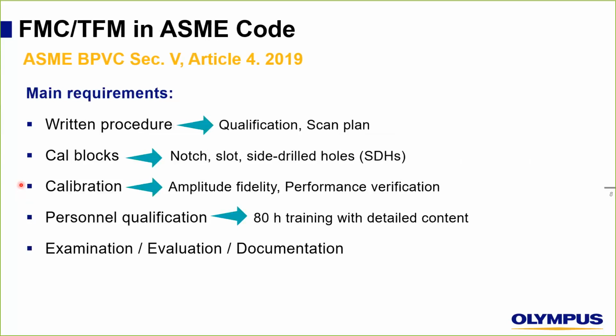So a written procedure, of course, that talks about qualification and scan plan; the cal blocks, and this is actually different from the cal blocks of phased array. So we have a notch, a slot, this is the new stuff, and side drilled holes; calibration that talks about amplitude fidelity, this is new as well; performance verification, this is also different from phased array. Personnel qualification: the ASME code requires 80 hours of training with detailed content, and then we have examination, evaluation, documentation, etc. Actually, the main topics that will be discussed in the next sessions are underlined here: scan plan, cal blocks, amplitude fidelity, performance verification, and personnel qualification.